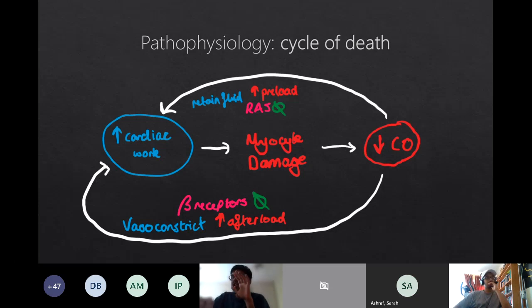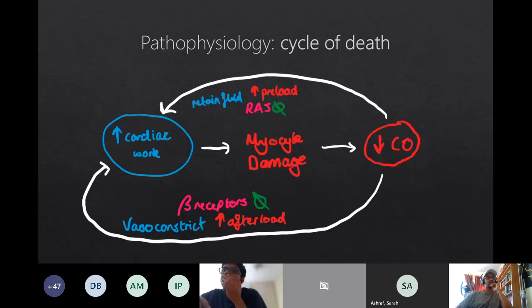So now, does the physiology of that make sense? If it does, what kind of drugs can we use to stop this cycle from continuing and spiraling out of control? You have two pathways. What can we use to block them? ACE inhibitors will block the top pathway. Beta blockers will block the bottom pathway. So those are the mainstays of treatment.